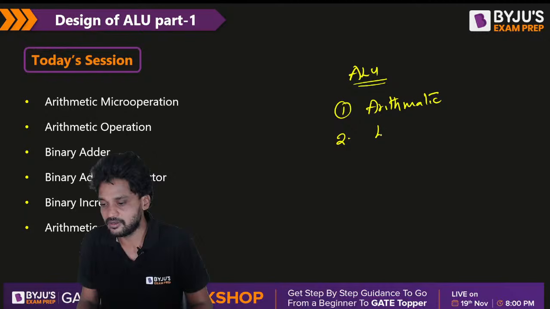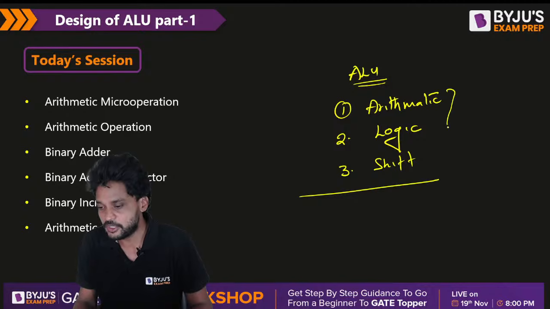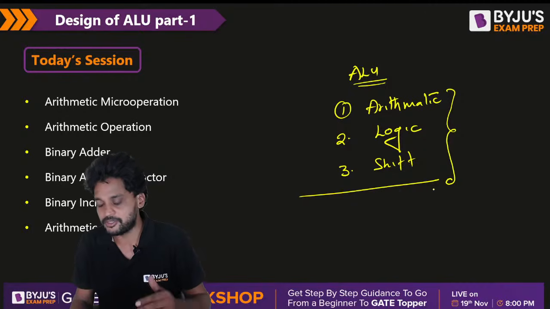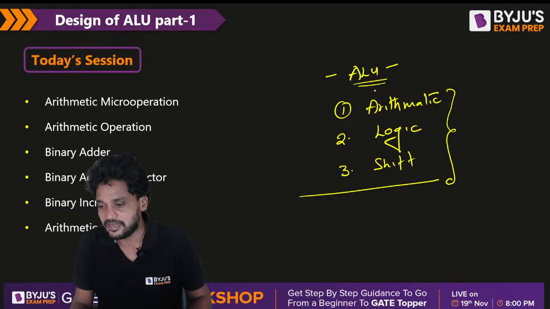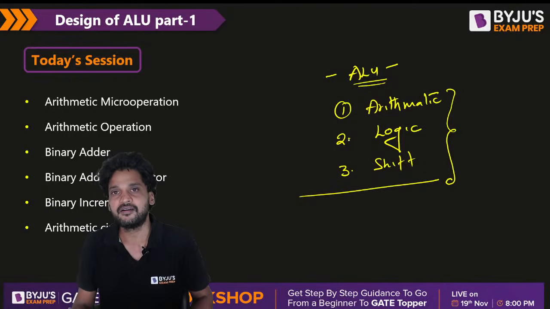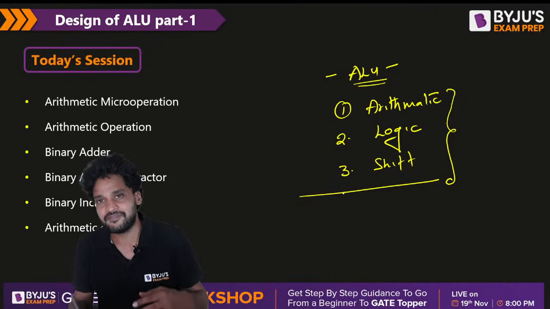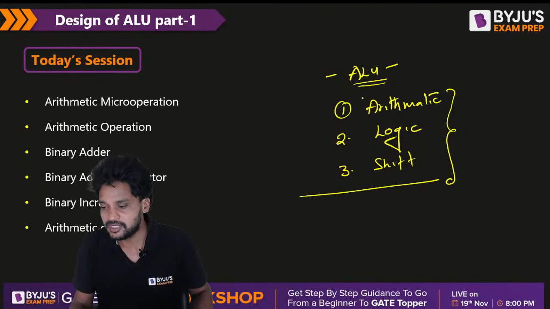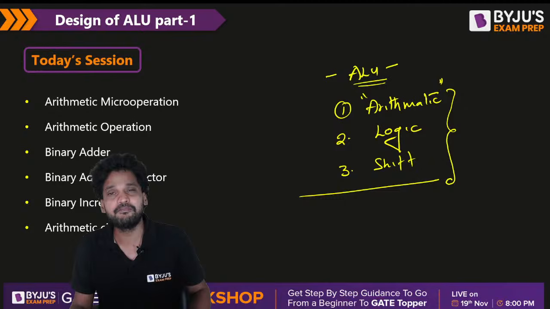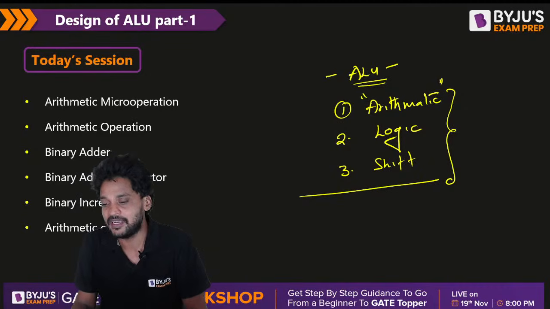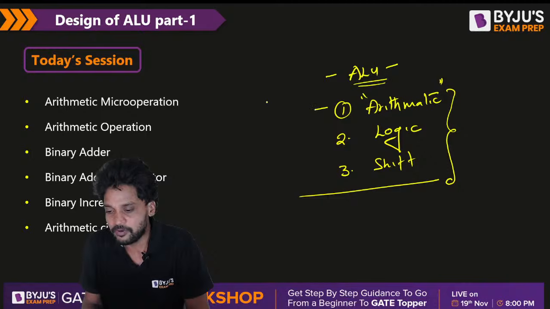Second one is logic unit. And the third one is shift unit. These three units will be clubbed together because when you talk about the ALU, ALU is able to perform a wide variety of operations. The first type of operation that can be performed by any ALU is the arithmetic operations. What are the basic arithmetic operations that can be performed by the ALU? ALU is able to perform addition, subtraction, incrementing and decrementing.